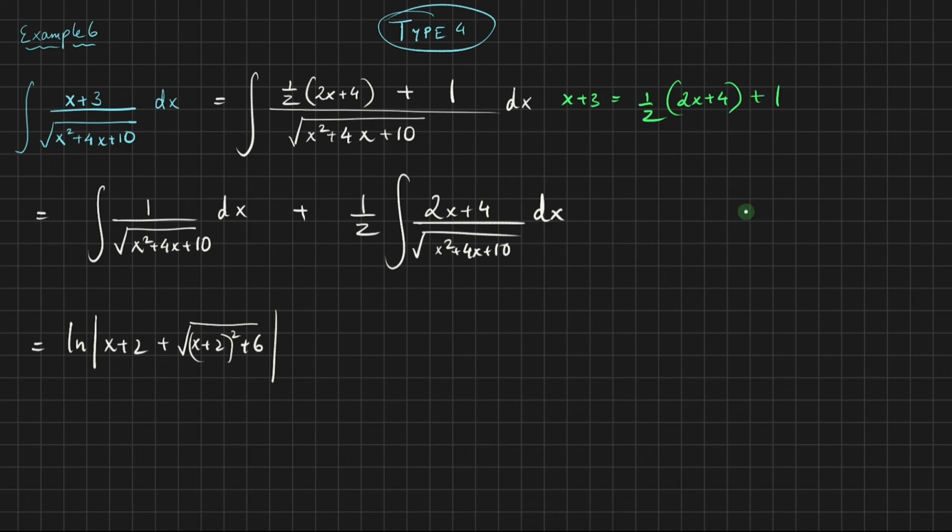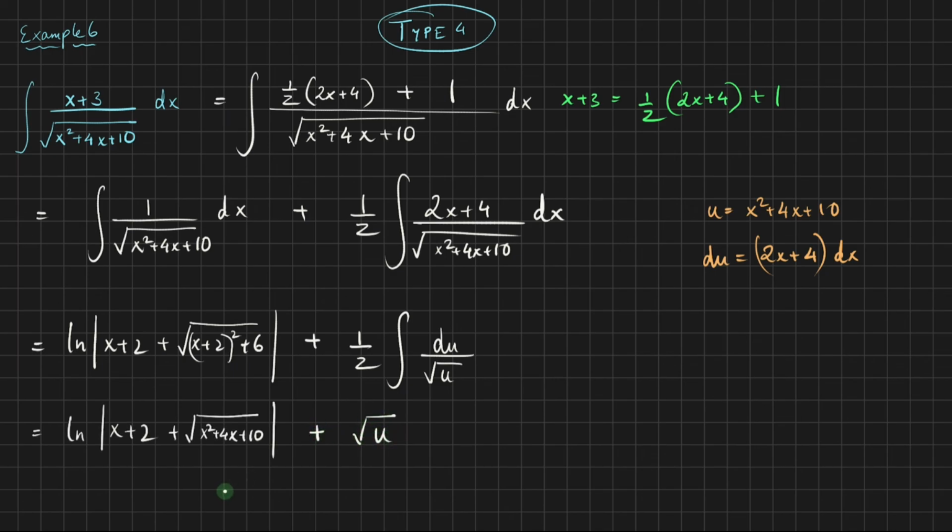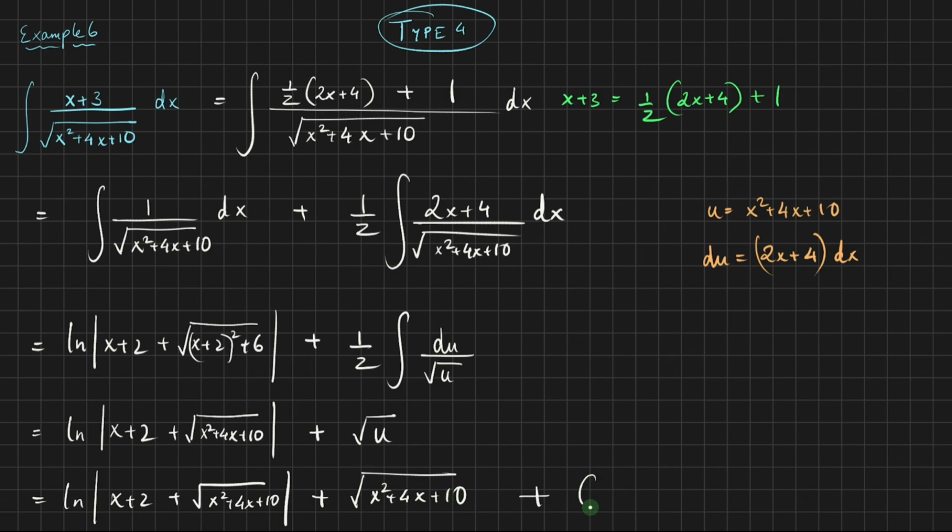And the second integral, as you remember, we can evaluate by substitution. We can set u to be x squared plus 4x plus 10, and therefore du is 2x plus 4 dx. And therefore, this integral reduces to plus 1/2 integral of du over the square root of u. This is an elementary integral, and you know that this reduces to square root of u. And so we can write the final answer as ln of x plus 2 plus square root of x squared plus 4x plus 10, plus the square root of x squared plus 4x plus 10, plus c.